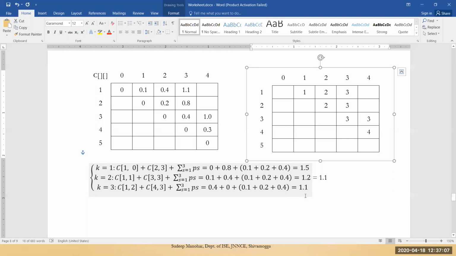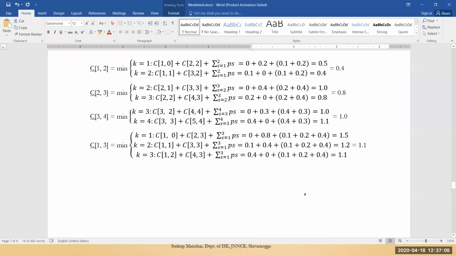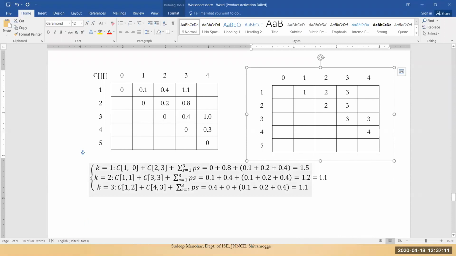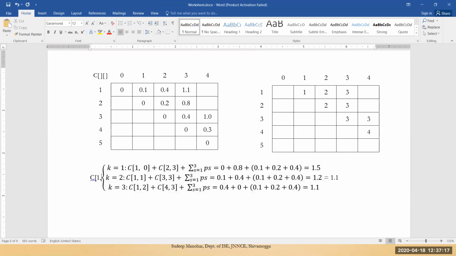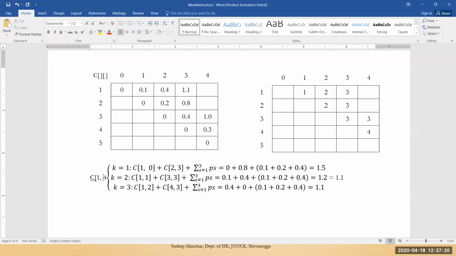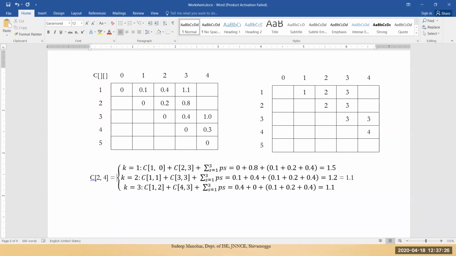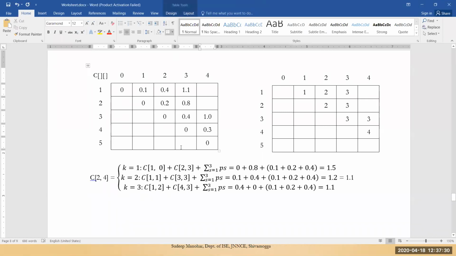Yes. Now what is this? This is C of 1 comma 4 we have to calculate, isn't it? Sorry, C of 2 comma 4. This cell is C of 2 comma 4 that we have to calculate.